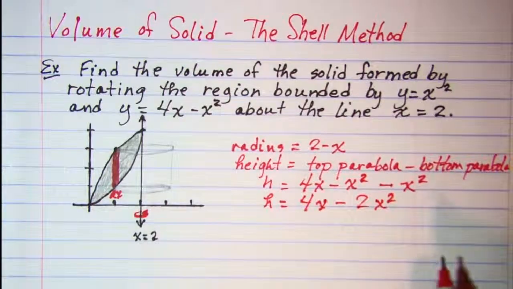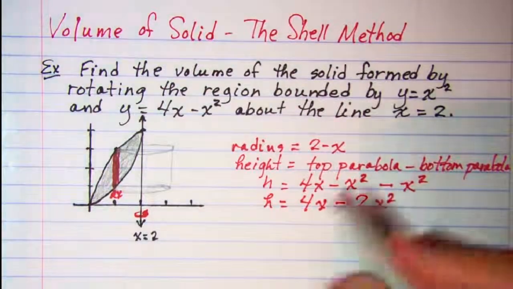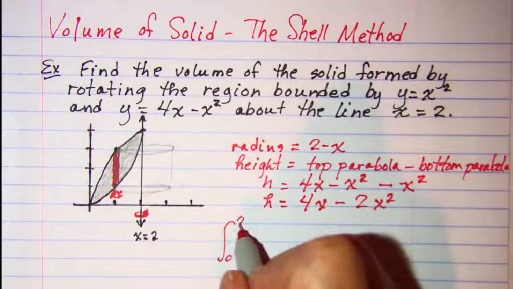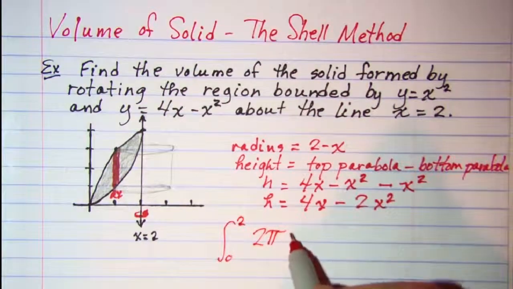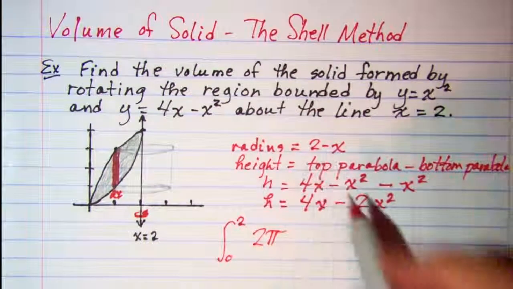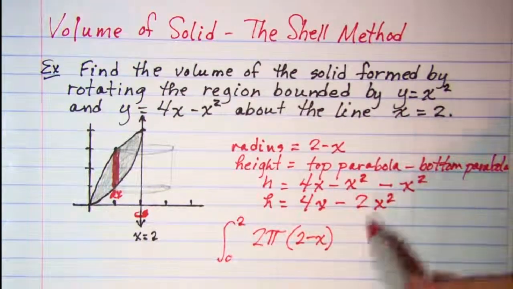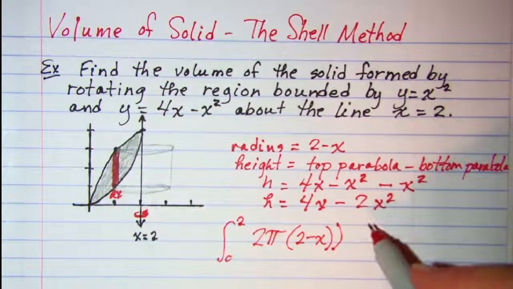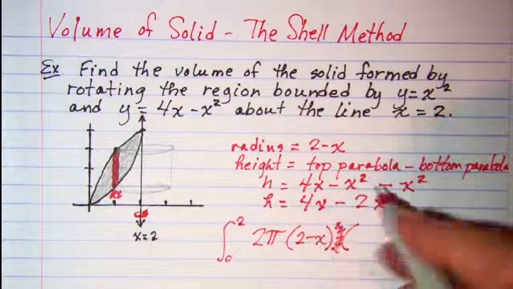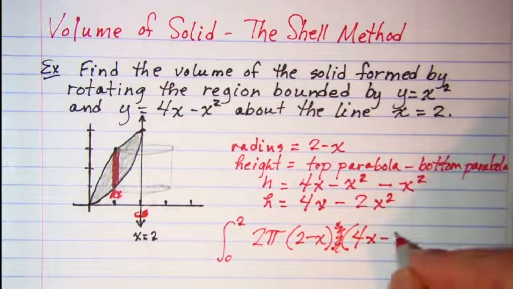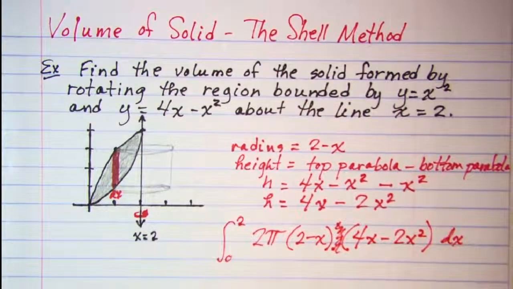Alright, now I'm ready to set up my integral. I'm moving from 0 to 2. 2 pi r h. My r is my 2 minus x. My height is 4x minus 2x squared. And then my thickness is dx.